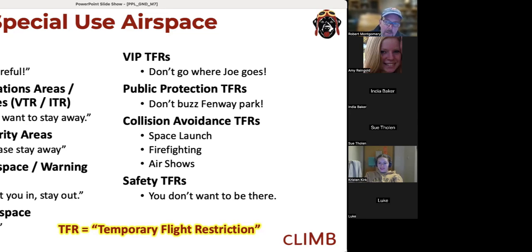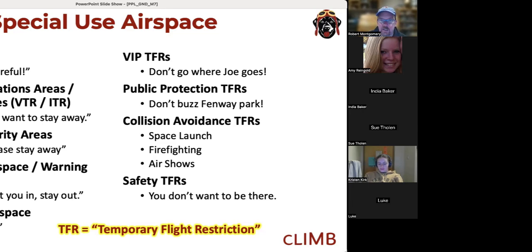Okay. Public protection TFRs, right? They don't want you flying over Fenway Park at 2,000 feet during the middle of a Red Sox game. There's a lot of people down there. There's a lot of airplanes doing banner tow and taking pictures and all that other stuff that are supposed to be there for work. Just stay away, be nice, right?